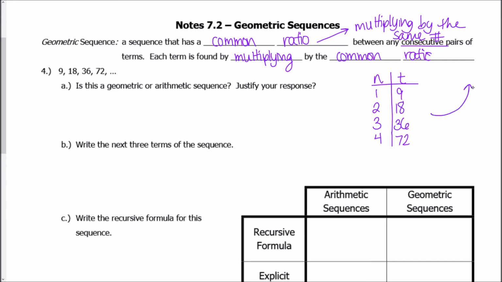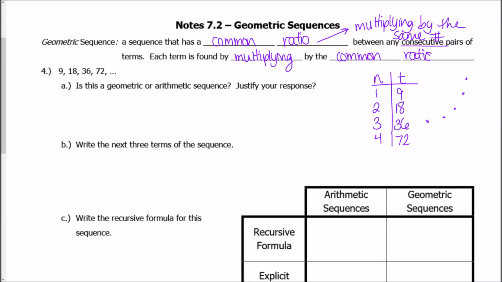And if you notice, this should look like an exponential graph if I were to graph it out, okay? But because it's discrete, it's going to end up being just single dots where we don't actually connect our dots. But it still will follow an exponential look.